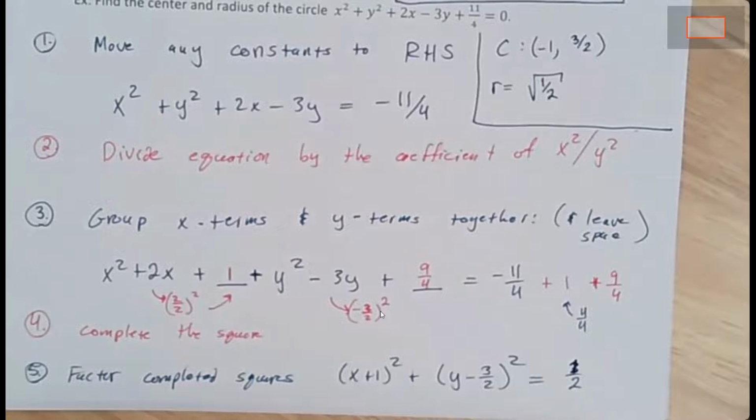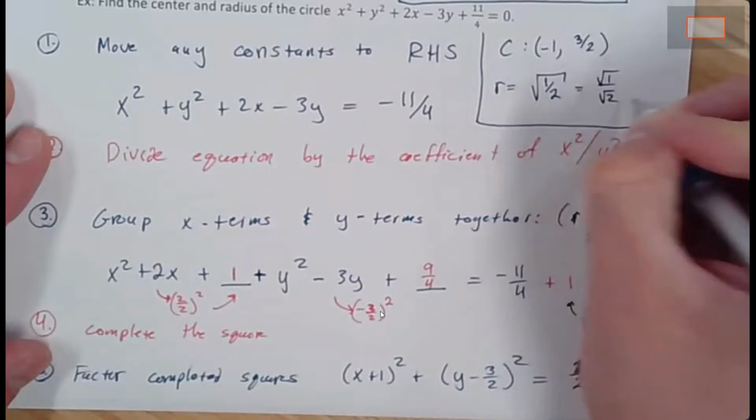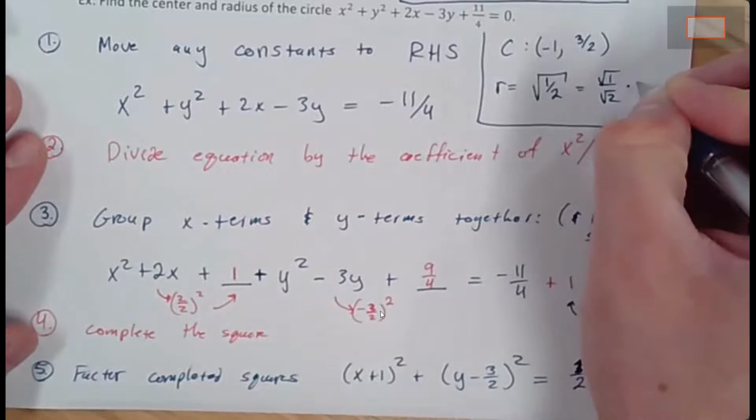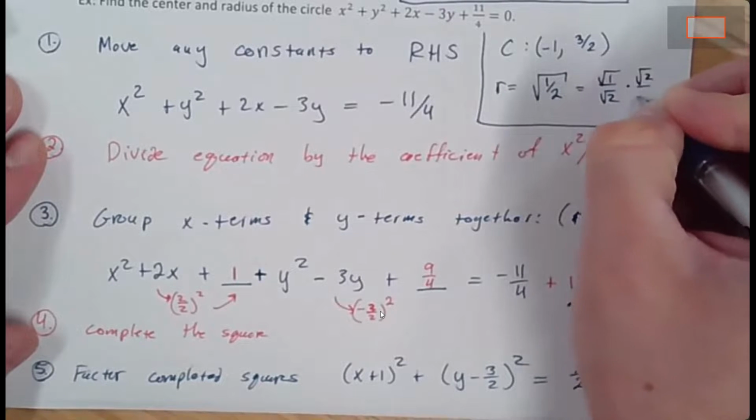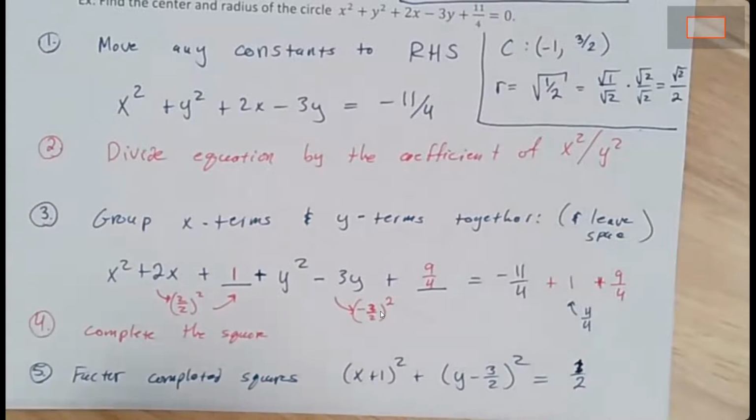Which you could leave as is. Some people like rationalizing this. You could say this is the square root of 1 over the square root of 2. The square root of 1 is 1. And then you can multiply the top and bottom by the square root of 2 to get the square root of 2 on top and 2 on the bottom. That's not super important, but it is something people do. So there's the center and radius of our circle, which is what we were asked for in the beginning.